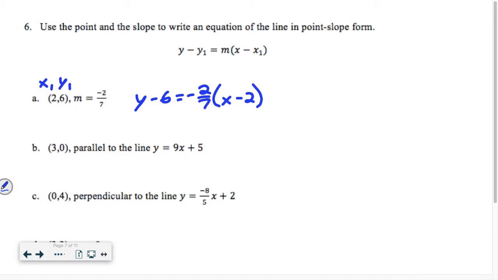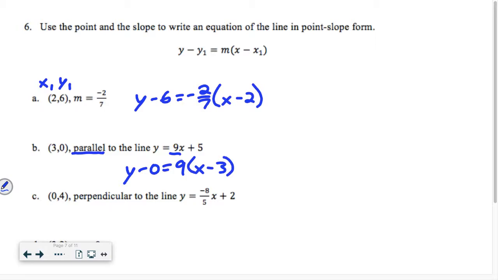For part B, same concept, but now instead of telling you the slope, I'm telling you it is parallel to this line. The important piece of information is that the slope is 9. So I'm going to set it up the same exact way. Y minus 0, which I don't have to write, but I'm just going to put in there so you can see where it goes, is equal to 9 times x minus 3. There it is. There's my point-slope form.